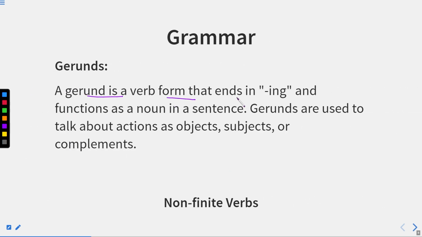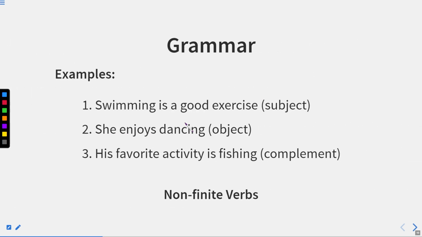Now gerunds. A gerund is a verb form that ends in ing and functions as a noun in a sentence. Gerunds are used to talk about actions as objects, subjects, or complements. Swimming is a good exercise. So swimming is the subject over here. So this is a gerund. She enjoys dancing. Now what? This replies to the word what, and the word which replies to the question what is an object. So this dancing is a gerund behaving like an object, though it looks like verb plus ing. His favorite activity is fishing. Now what? So this is again telling us about the object. So this is fishing.